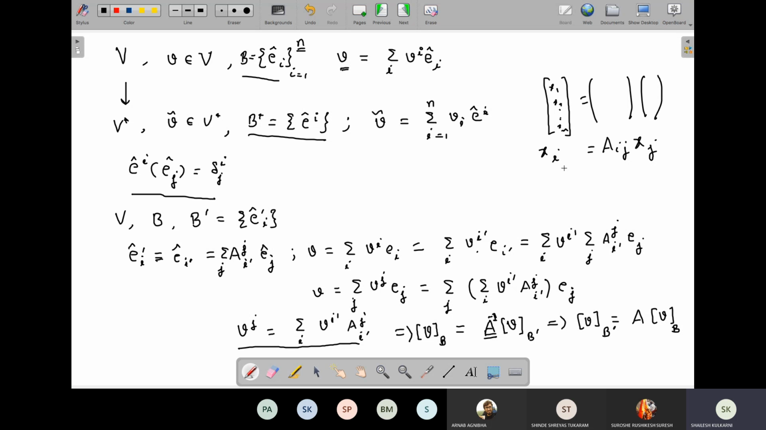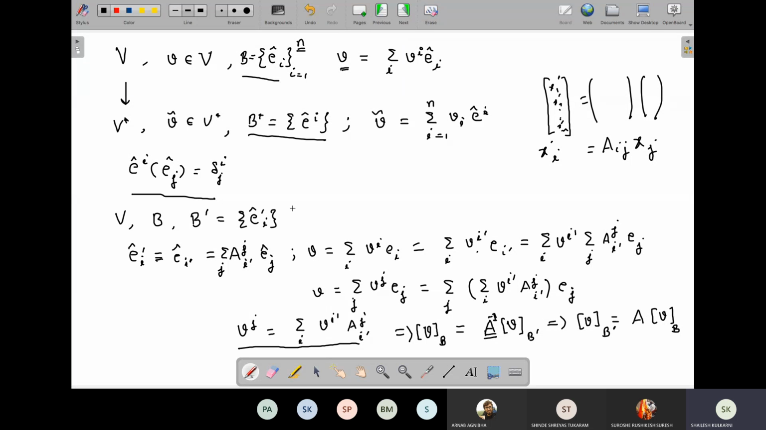So it is x1 prime equal to a11 x1 plus a12 x2 and so on. So it is the column index which is summed over. That gives you the correct matrix multiplication rule. So we also want the same thing here. Here the column indices should be summed over. Is it clear? Okay, here the column indices should be summed over.